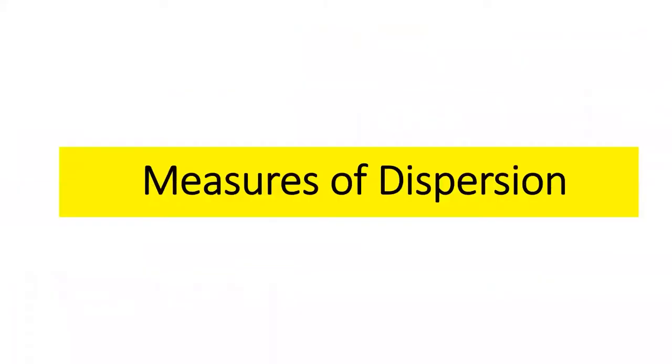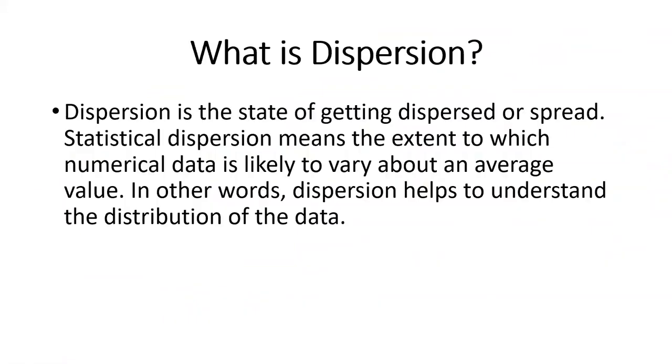So now we are starting with the measures of dispersion. Let's understand what dispersion is. Dispersion is a state of getting dispersed or spread. Statistical dispersion means the extent to which numerical data is likely to vary about an average value. In other words, dispersion helps to understand the distribution of the data. Dispersion simply means the scatteredness, the variations, how far the values are from the center value. Okay.